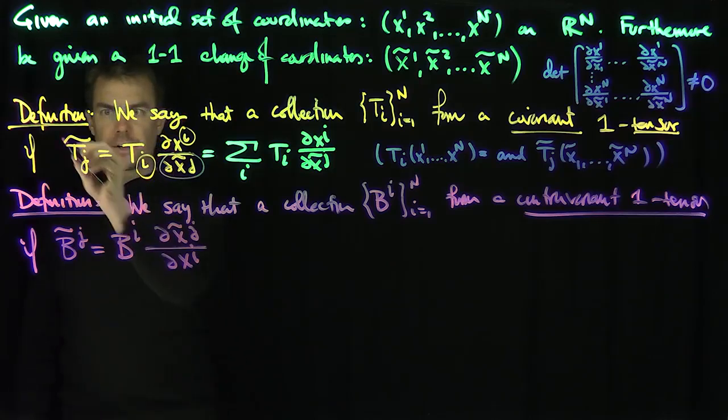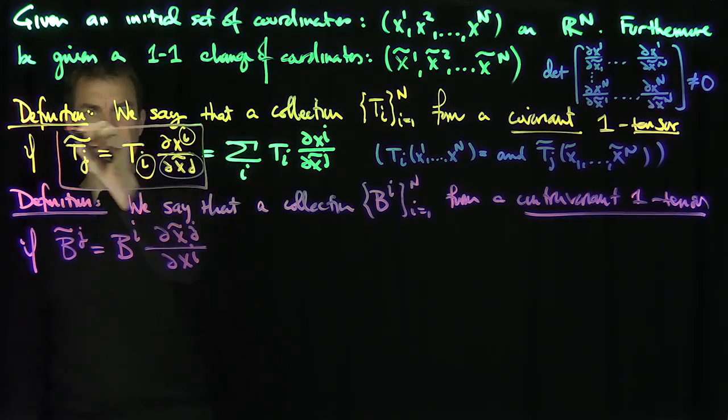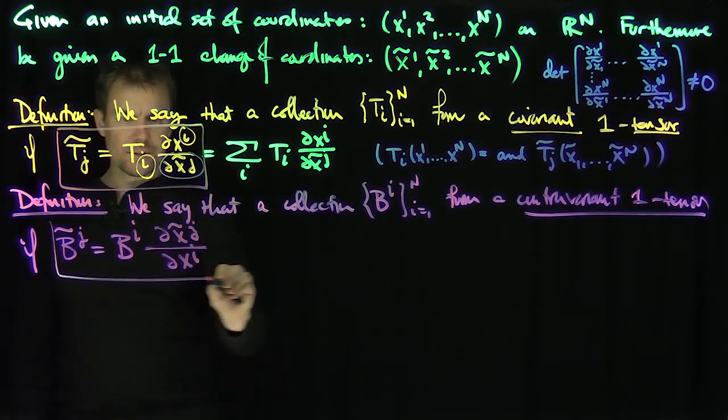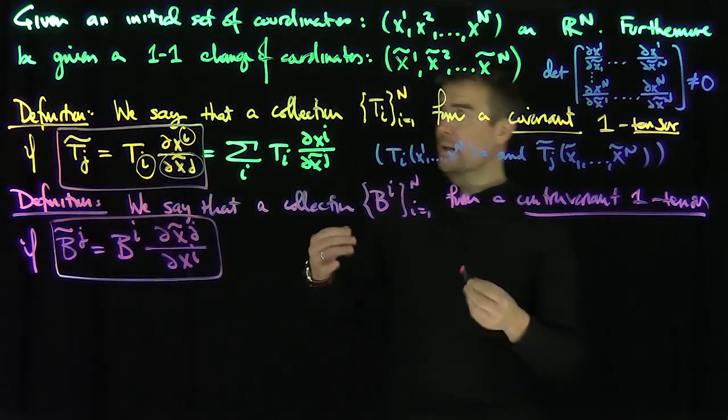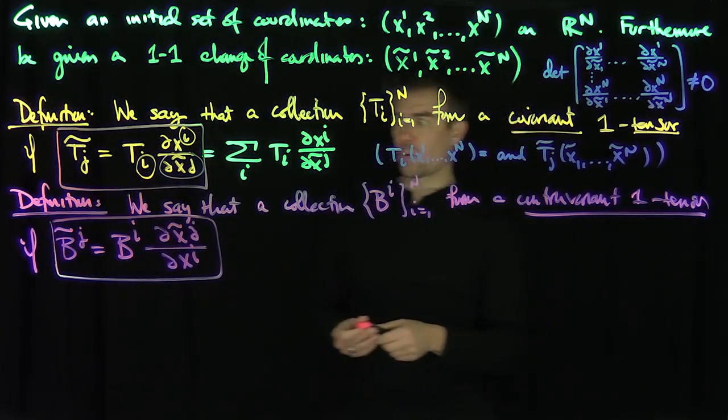So this is the criterion to be a covariant tensor. Notice how the tildes are in the bottom. And this is the criterion for being a contravariant tensor. Notice the tildes are on top, right? So they refer to how we're going from one coordinate frame to another coordinate frame, okay?